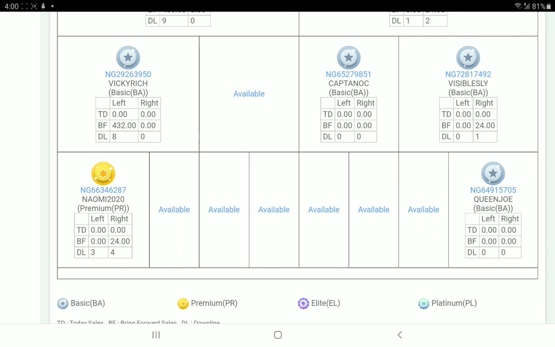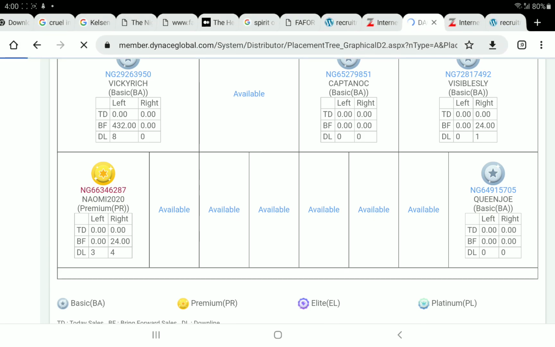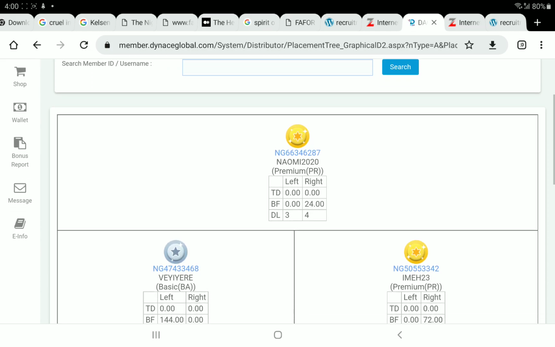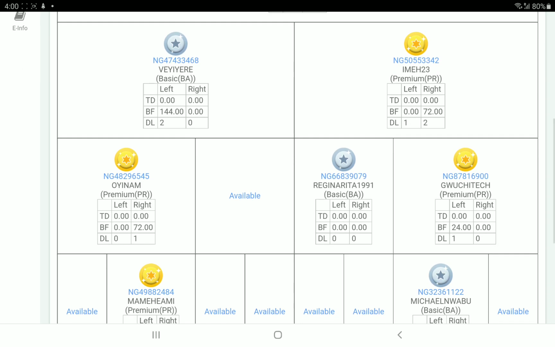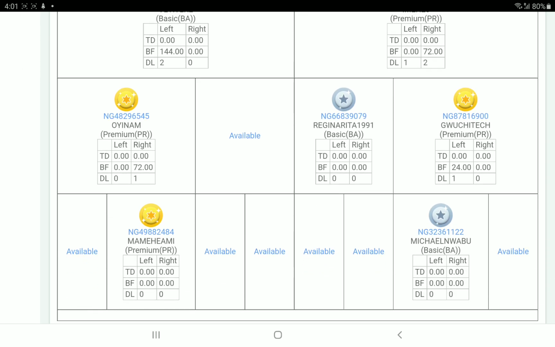So you keep checking Naomi. You have 4 persons that have been registered on the right. So you click on the member's ID. So you continue checking on the left. You have Viere. There's 2 persons on the left, then nobody on the right. So you keep checking on the left because you want to do a registration. So you focus on the left.